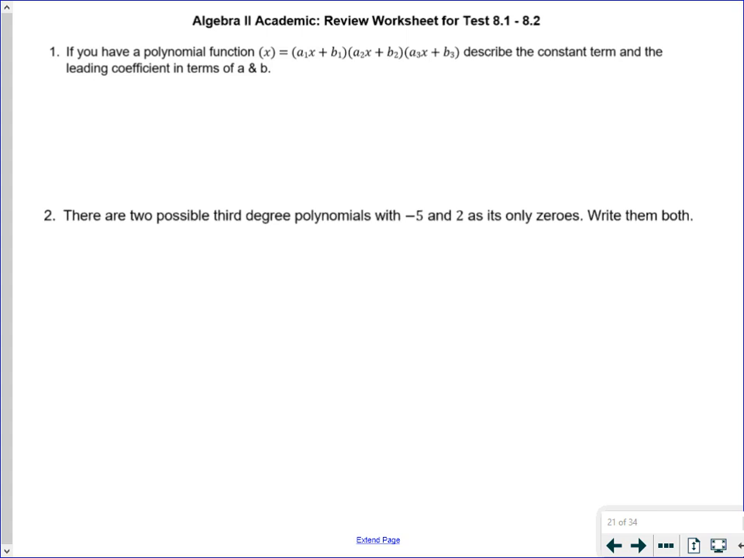(a3x plus b3). We're going to describe the constant term and the leading coefficient in terms of a and b. So the constant term will be all the terms right there without an x variable. So we're going to multiply all of them together. So it'll be b1 times b2 times b3. That will give you your constant term.